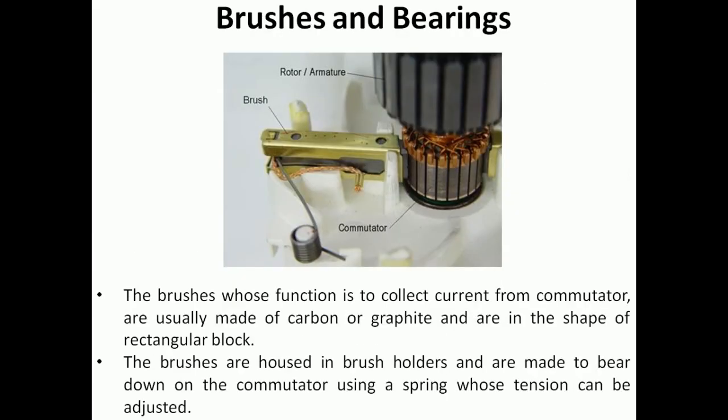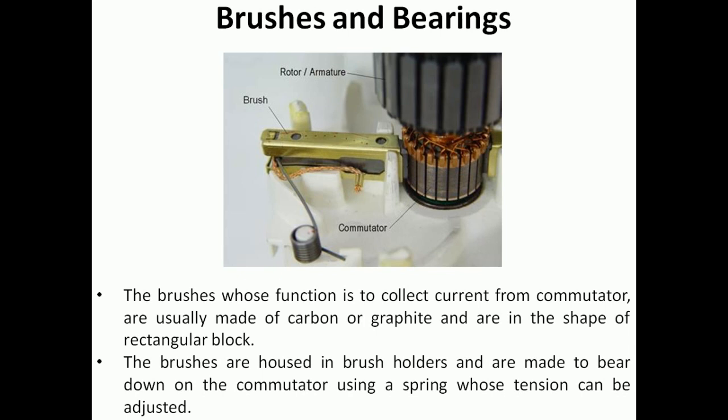armature winding. The last part is brushes. The commutator which we have studied before is mechanically coupled with the armature shaft. So whenever this armature rotates, the commutator also rotates along with it. So it's not possible to connect a wire to the commutator for tapping the current from the DC generator to the load, as commutator is a rotating part. So in order to collect the DC current from the commutator, the brushes are used.